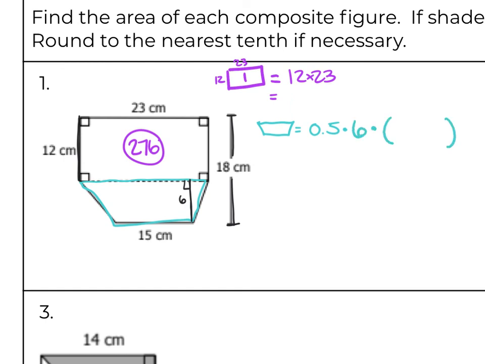times, and then what do I do with the bases on a trapezoid? Add them, okay? So one of the bases is what? Nolan, what's one of the bases? 15 plus, Kyle, what's the other base? 23, because it's going to be the same as this other one. Just type all that in. So half of 6 is 3 times 15 plus 23.